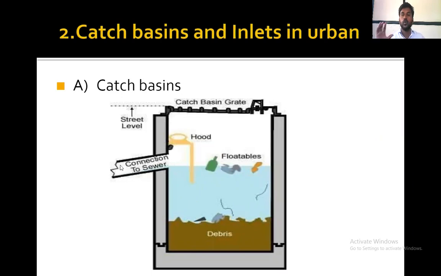Whenever we are providing the sewer for the catch basin drains, suppose this is the base level of the basin, the catch basin or inlet chamber. Above that, at some level, we will provide the drainage pipe. Because if settling particles are there, we have to provide some area for the particles to get settled. And from above that, the water is collected into the sewers.